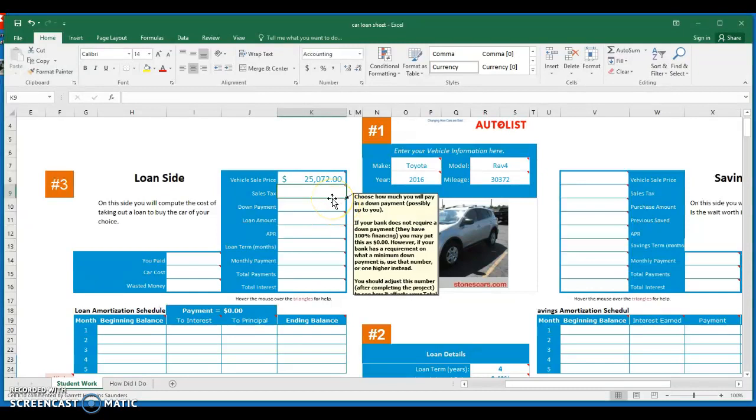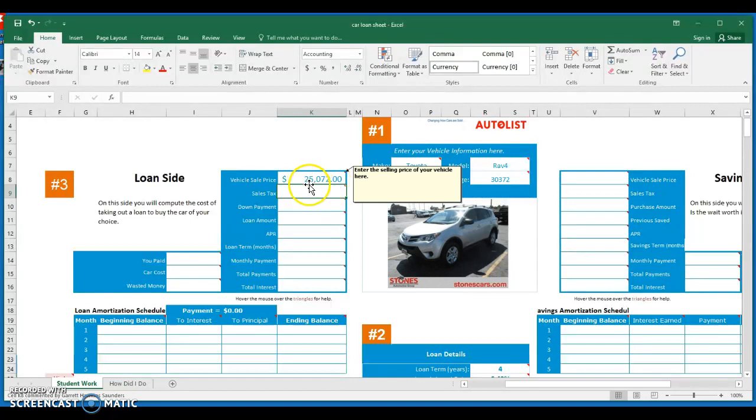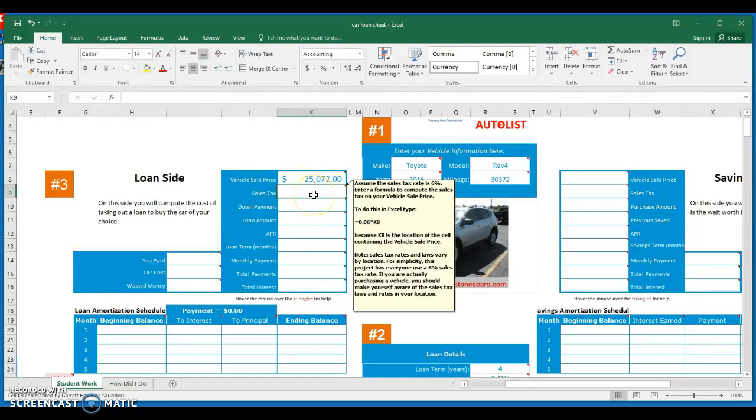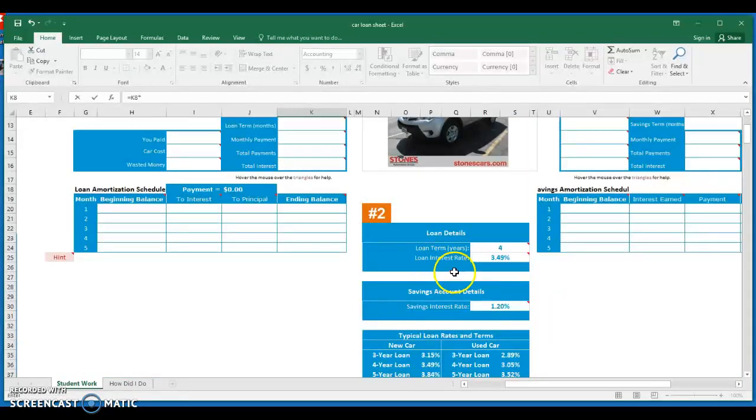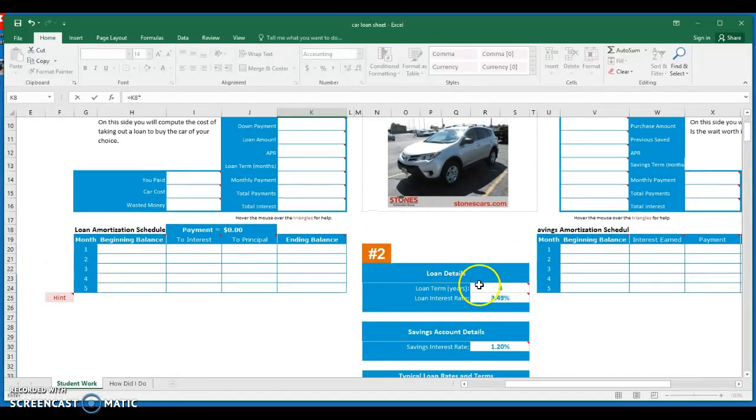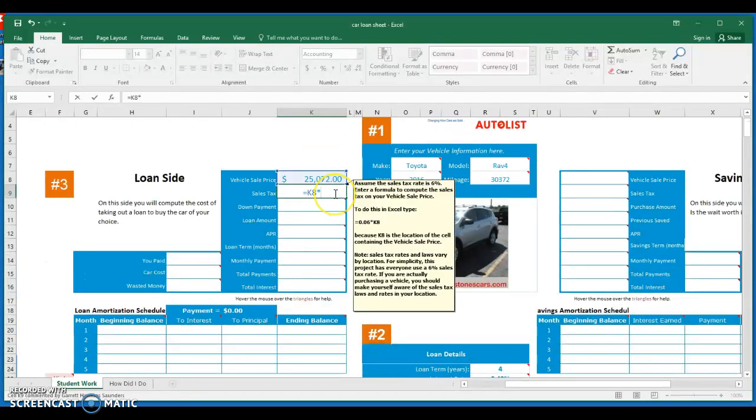Now cell linking is just being able to, instead of typing this long number in the sales tax, compute the sales tax by just linking cells together. This is pretty easy, so you just put equals and then click the cells you would like. So I'm going to multiply the vehicle sales price times the sales tax.